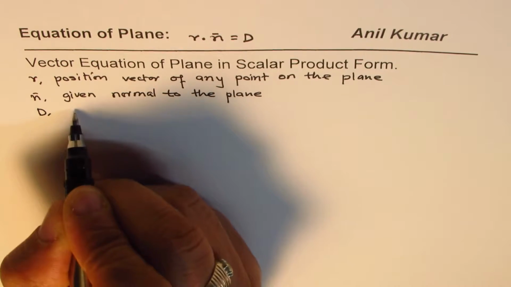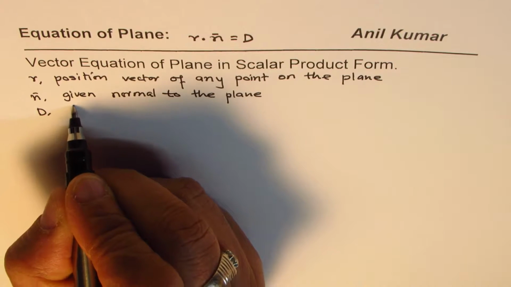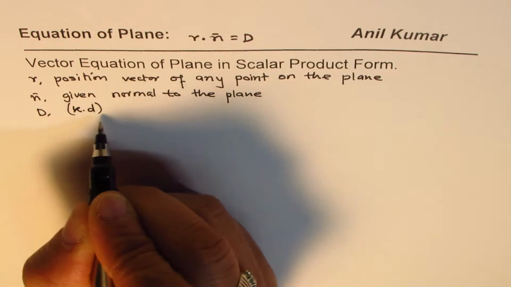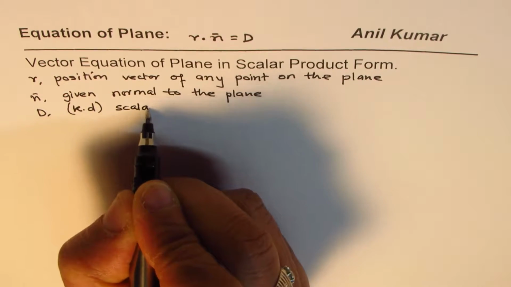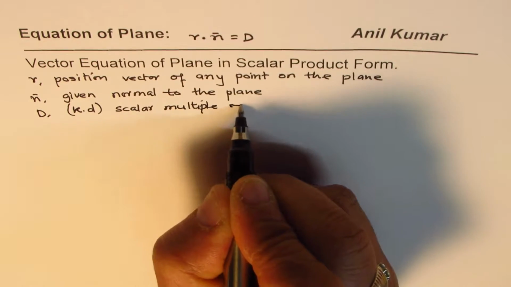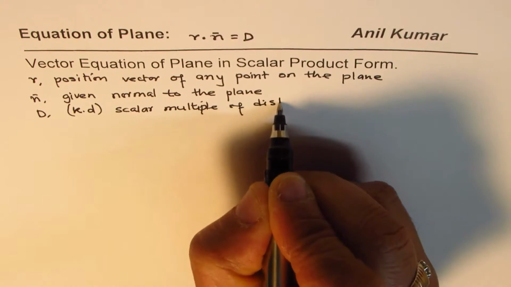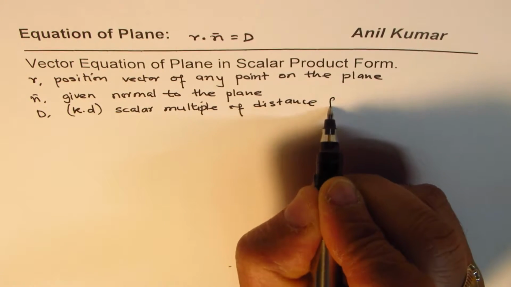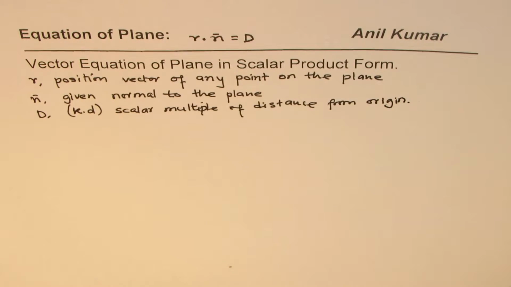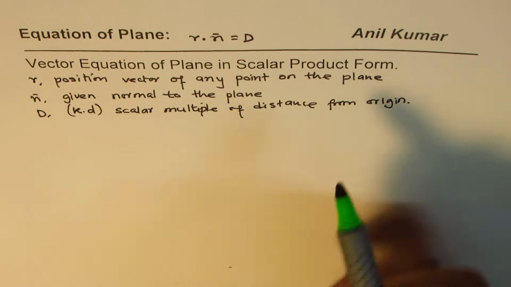And D is actually a scalar multiple, I should say k times d, a scalar multiple of the distance from origin. Okay, so these things are given to us. Then the relation is r dot n equals D. All right, now let's see how.